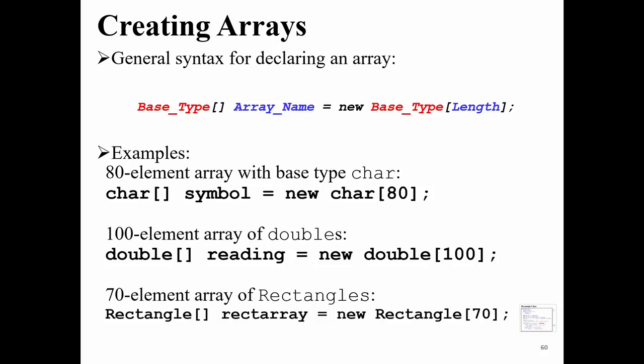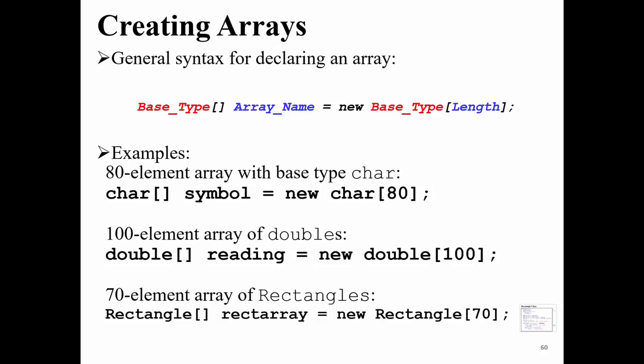You can create 100 elements of doubles. Doubles, square brackets, the name, reading, and new double 100. You can have 70 elements of rectangle data type. So I would like to create 70 rectangles. I have students in the kit, each student draws a rectangle. I would like to calculate the average area for these rectangles. It is worth creating an array, and inside this array I will store rectangle objects.